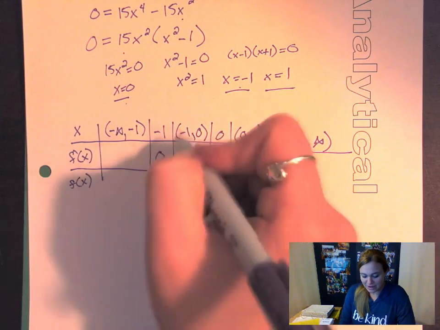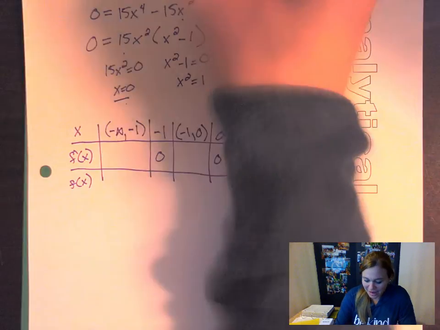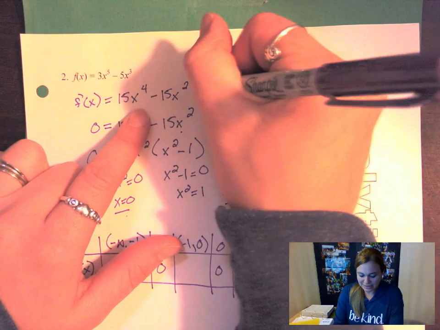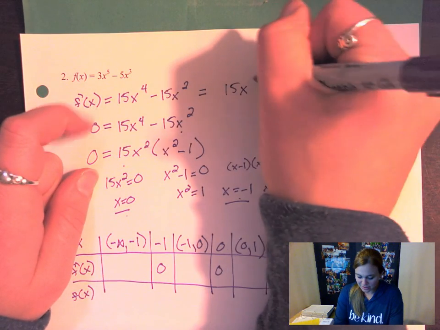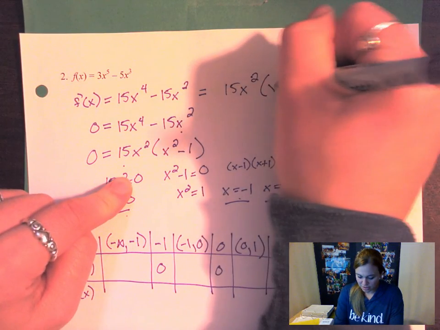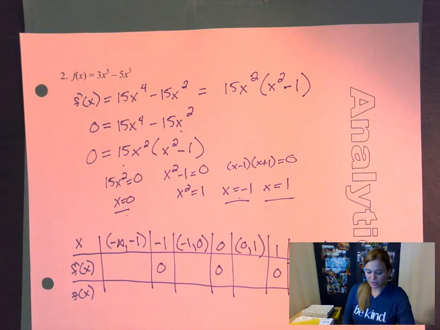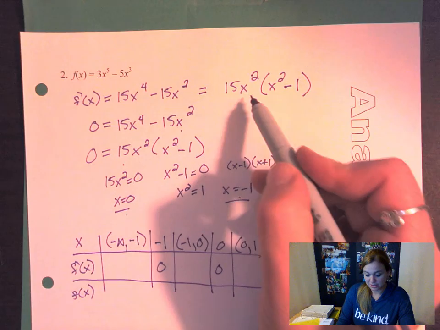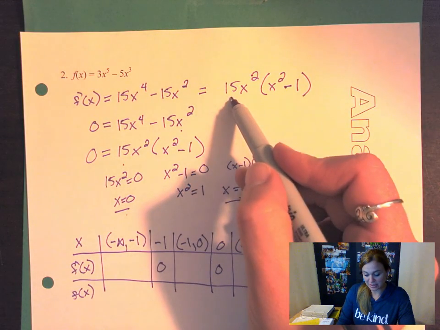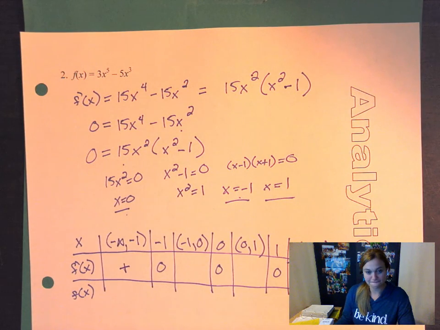Okay, so negative infinity to negative 1. So I'm going to go back up to f prime of x. And I'm actually going to rewrite this one so that it's easier to substitute into. I'm going to rewrite this one as 15x squared times x squared minus 1. Just so when I substitute a value like negative 100 in here, I get a positive times a positive, and I get positive.